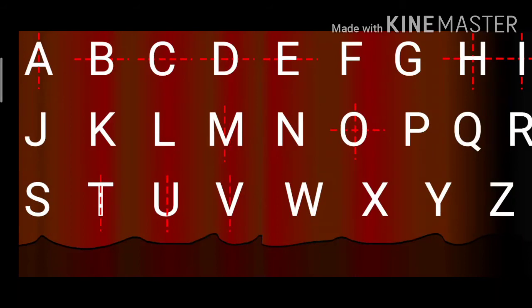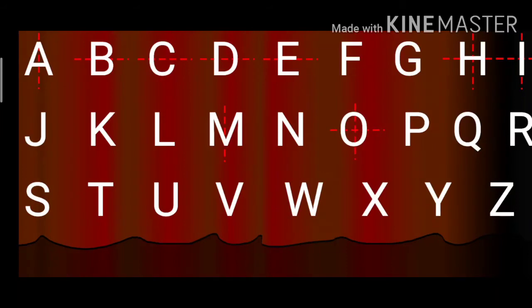So you can know that there is one line of symmetry in letter A. There is one line of symmetry in letter B. There is one line of symmetry in letter C. In letter D, there is only one line of symmetry. In letter E, there is also one line of symmetry. In letter F, there is no line of symmetry. In letter G, there is no line of symmetry.